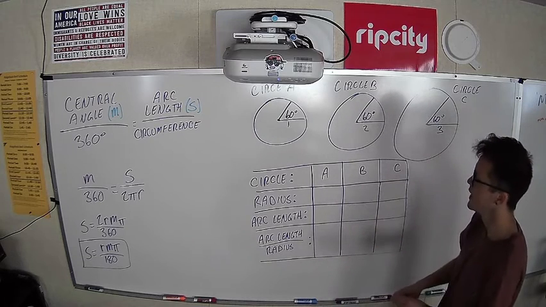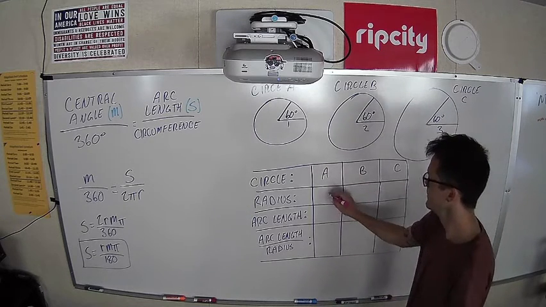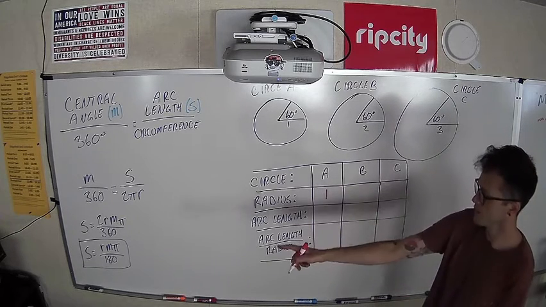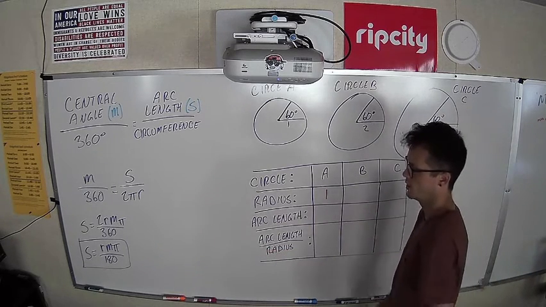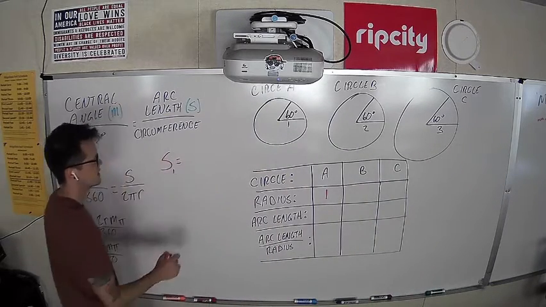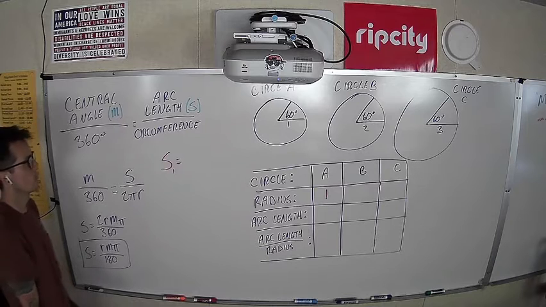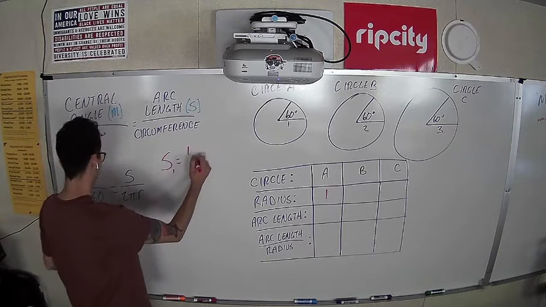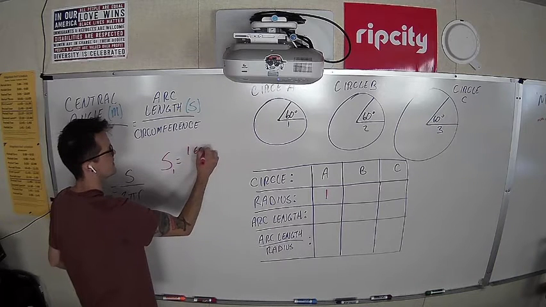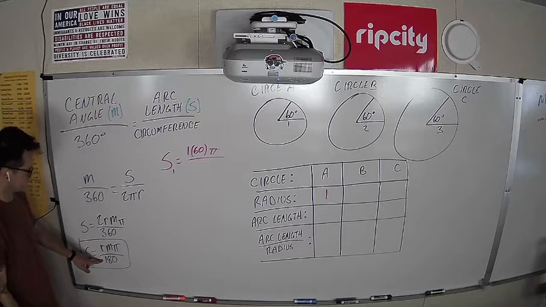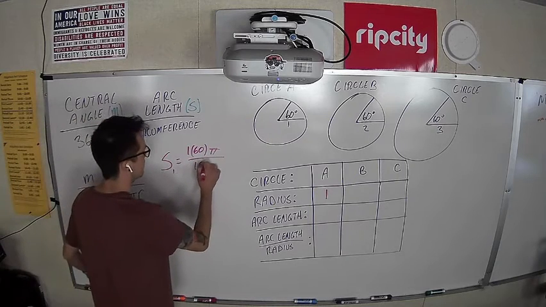So circle A has a radius of 1. To find the arc length, we're going to plug the information that we have into our formula over there. So S, I'm going to call it S sub 1 because it's the arc length of the circle with radius 1. We know our radius is 1. The angle measure is 60, and pi is pi. And then our denominator, following our formula over here, is 180.